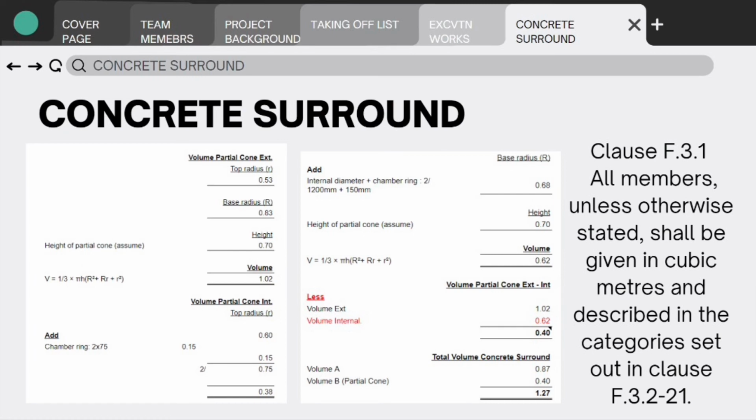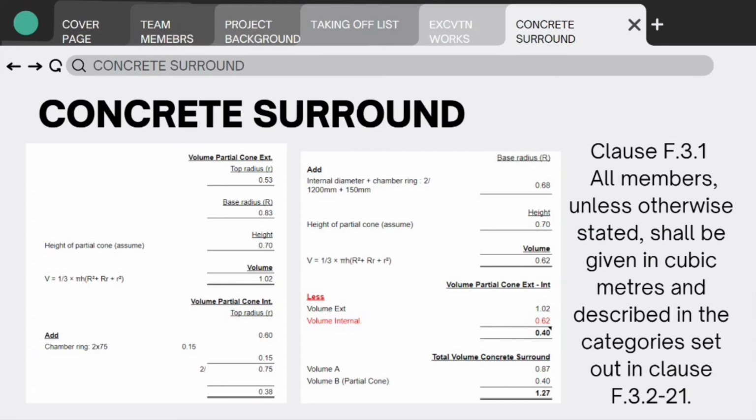So volume of partial cone external deduct volume of partial cone internal, 1.02 minus 0.62 to get a total of 0.40. Total volume for concrete surround is volume A deduct volume B, which is partial cone, 0.87 deduct 0.40 to get a total concrete surround of 1.27.